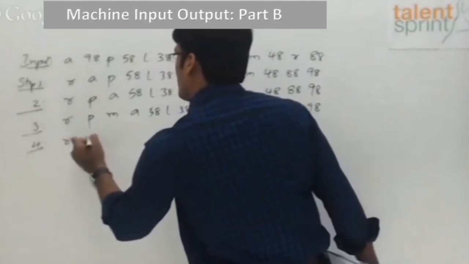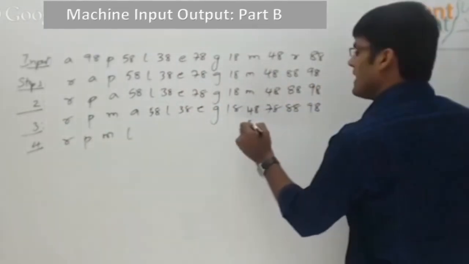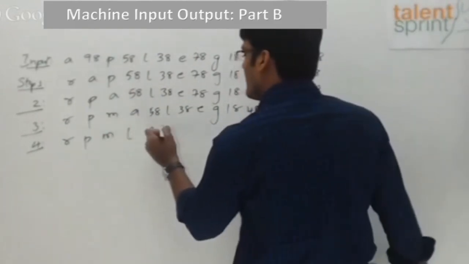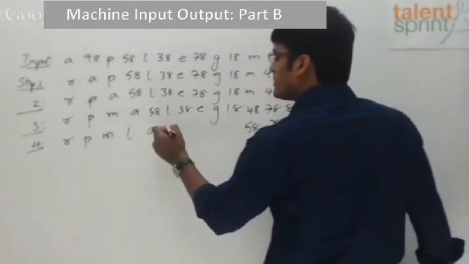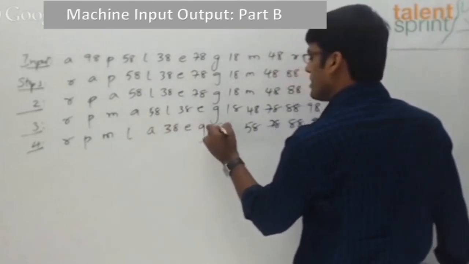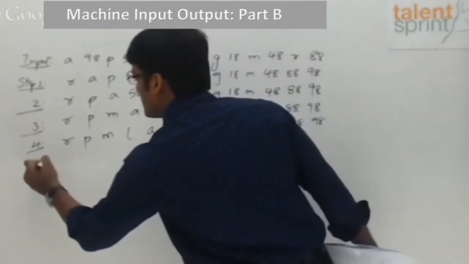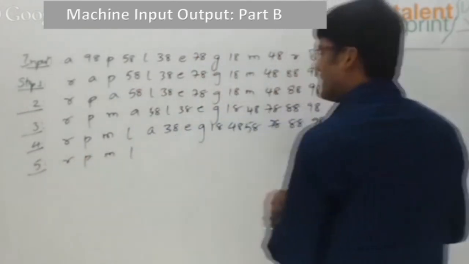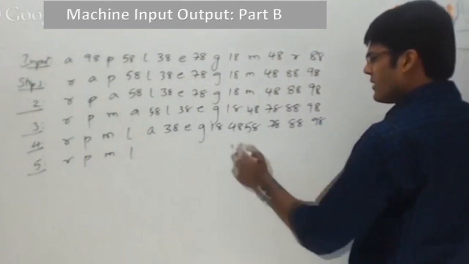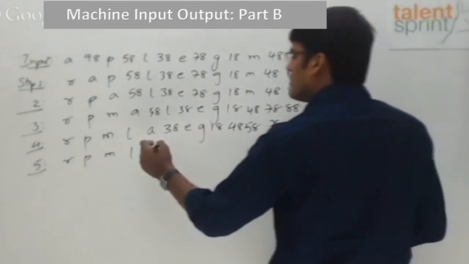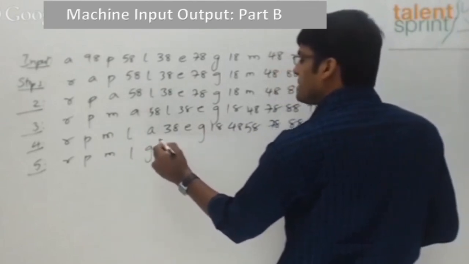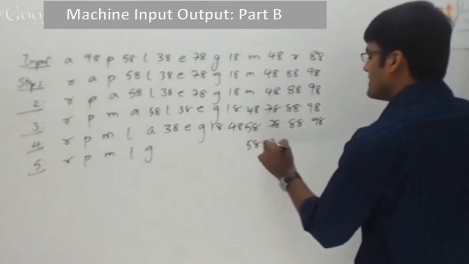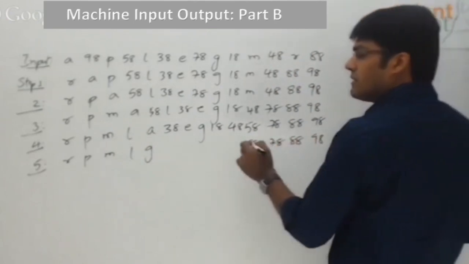Fourth step. So R, P, M. I think L will come, and here we'll have 58, 78, 88, 98. So copy the remaining things. A, L and 58 have gone there. So 38, E, G 18, 48. Then fifth step: R, P, M, L. What do we need after L? After L, what is left out? A and E and G. So I think it should be G, right? G. And what did we arrange in the last position? 58, 78, 88, 98. So fifth will be 48.